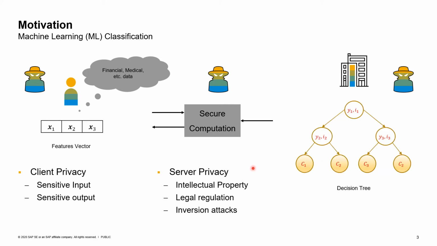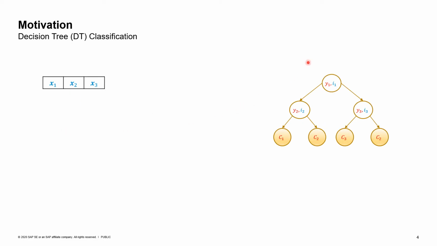In this talk, we will be dealing with decision trees. So the model of the server is a decision tree, and the data of the client is a feature or attribute vector. A decision tree consists of decision nodes and leaf nodes. Each decision node contains a threshold value and an index pointing to the attribute vector, and the leaf nodes contain classification labels which are output as the result of the computation.